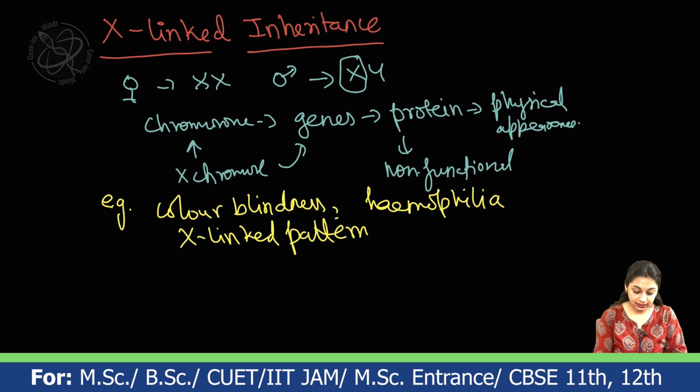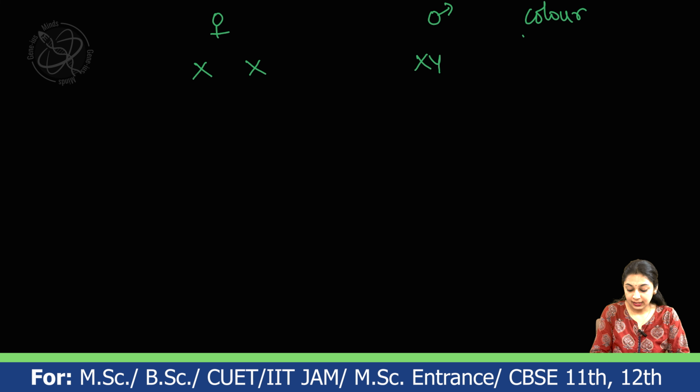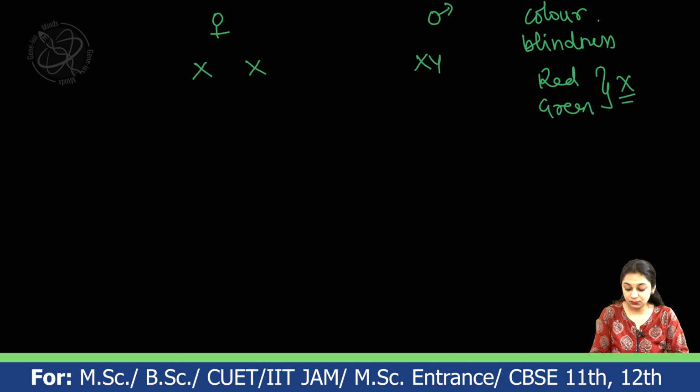Now let us take a cross over here. The parents: the female and the male. In the first case, the female has the affected X chromosome. In this example, we are going to talk about color blindness. Color blindness is a condition where an individual is not able to distinguish between two colors, that is red and green. This is happening due to a defect in the eye cells. Now we are going to check how it is transmitted from parents to offspring.